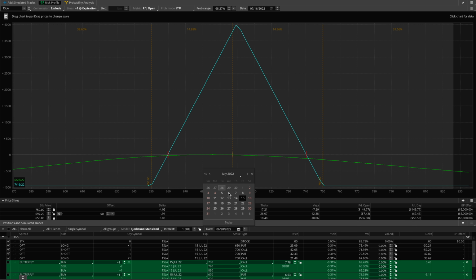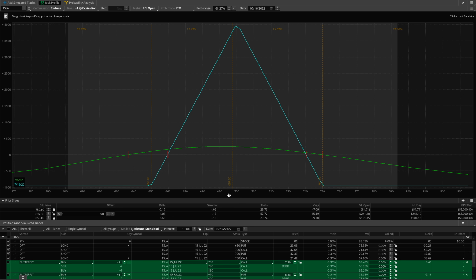If I jump forward in time, let's say to next week, Tuesday, or rather Wednesday, July 6th, you can see how this P&L curve starts to poke up. What we're looking at right here is the P&L of the position. If Tesla was still at 700 next week Wednesday, this is roughly how much the P&L would be. Let me just reset that for a second.